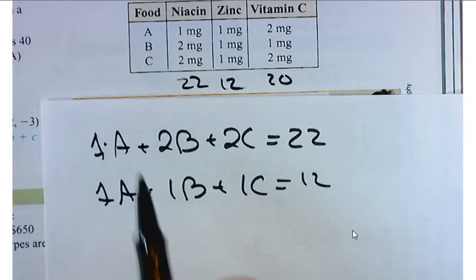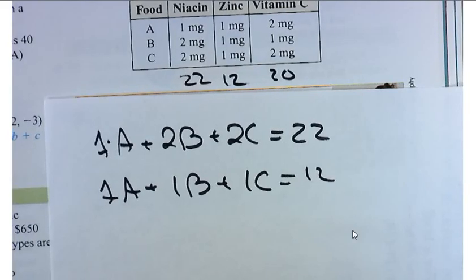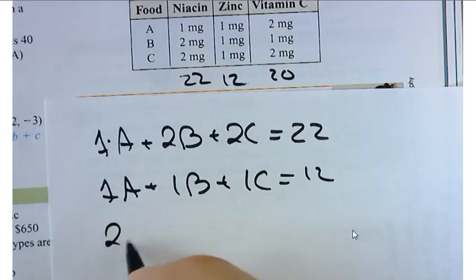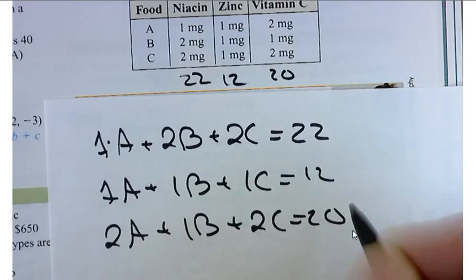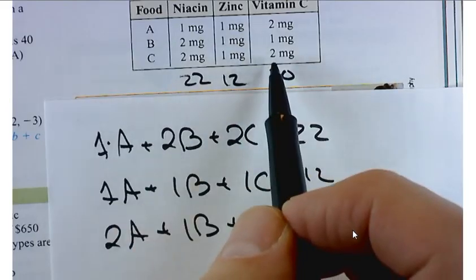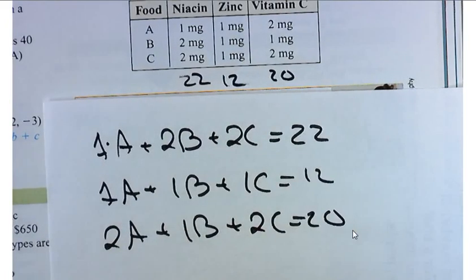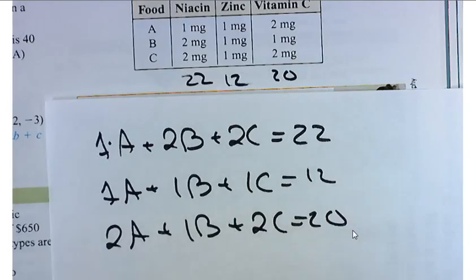Now there's a total of 3 unknowns, A, B, and C. If you're going to solve 3 unknowns, you're going to typically need 3 equations. I need a third equation. What's that third equation going to look like? Two times A plus 1 times B plus 2 times C equals 20. So there's your 3 equations and 3 unknowns. And then you can solve that on your graphing calculator.